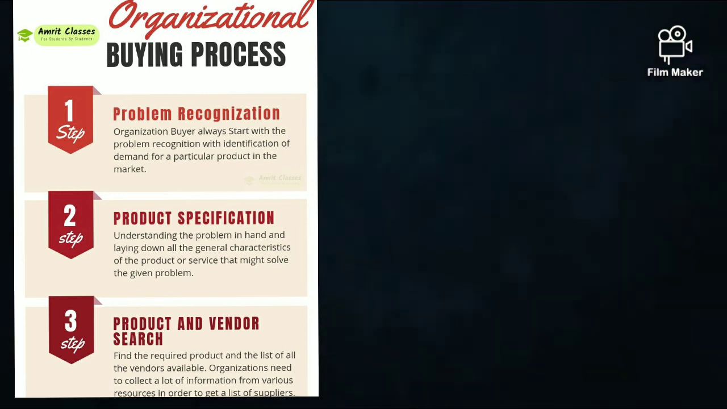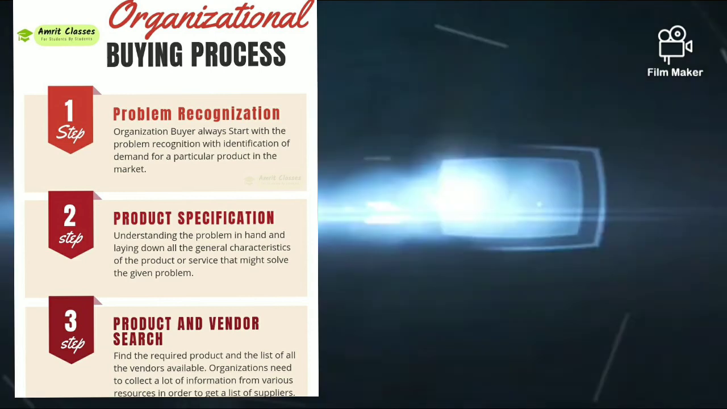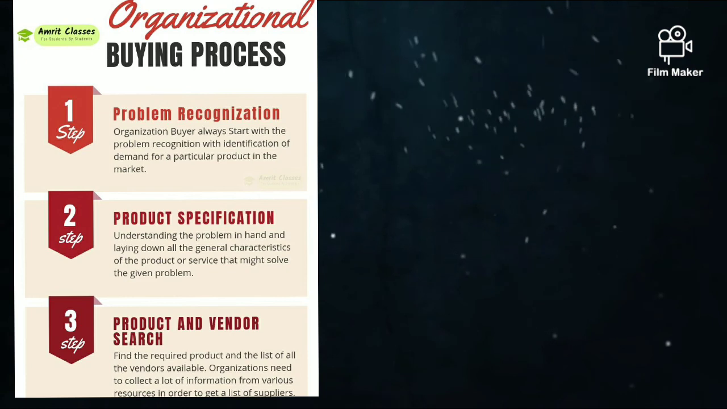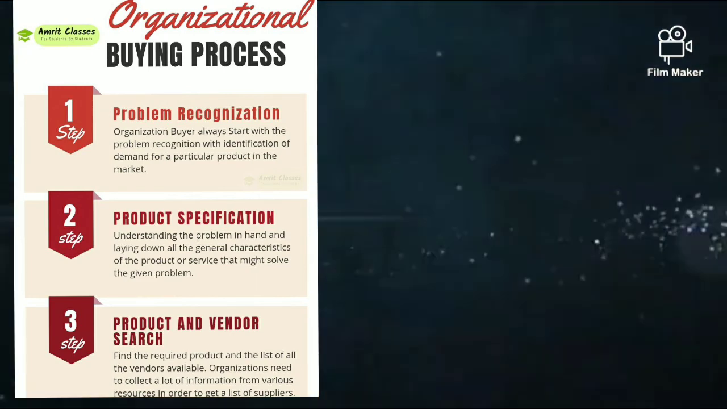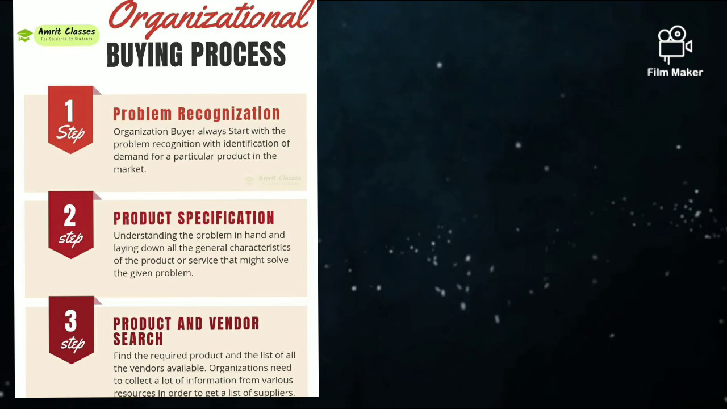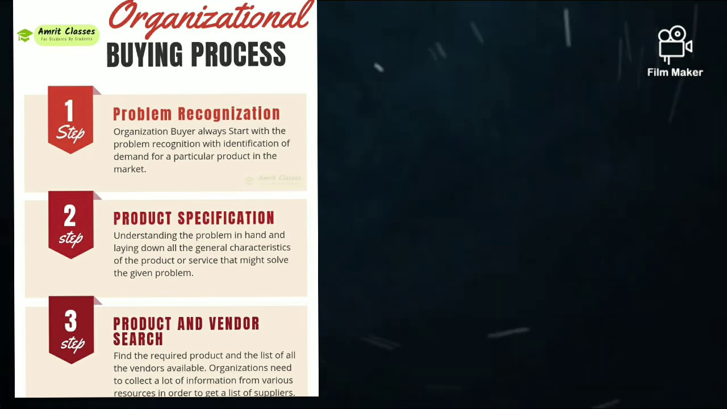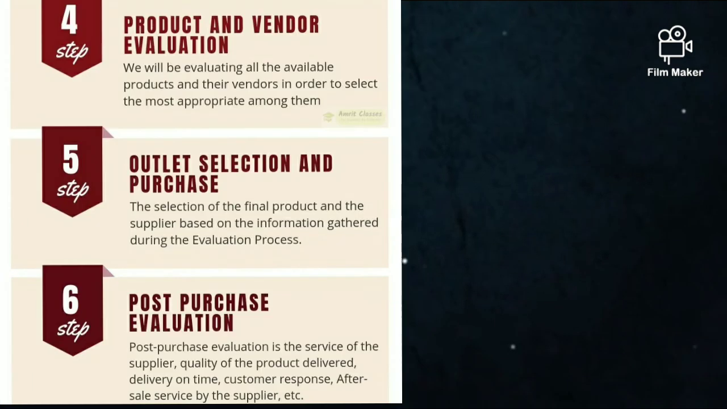The third step is product and vendor search. Here it's time to find the best product and the list of all the vendors or potential suppliers who can supply those products. For example, in the previous step, we learned how much bread we require and in what quantity. Now we need to focus on who is available to provide that quantity, like wholesalers and distributors who can provide the product, that is sandwiches or bread, required for consumer demand at the right time.